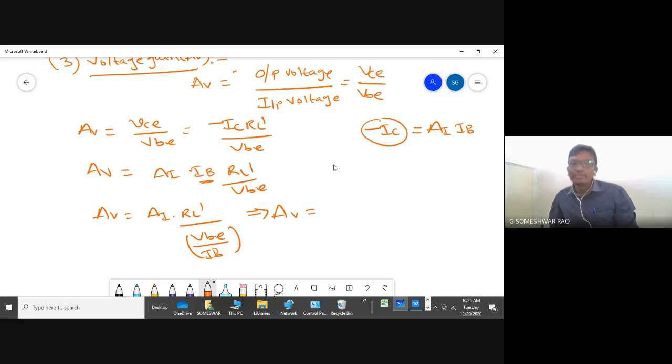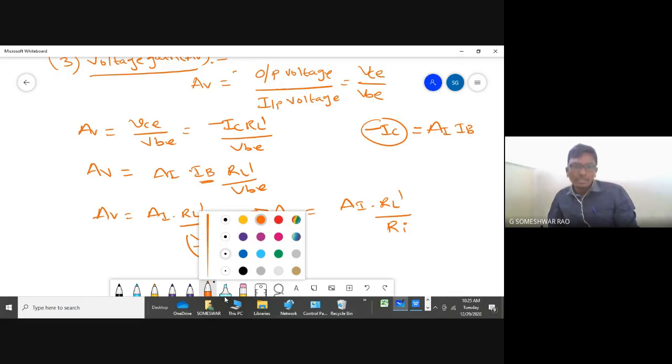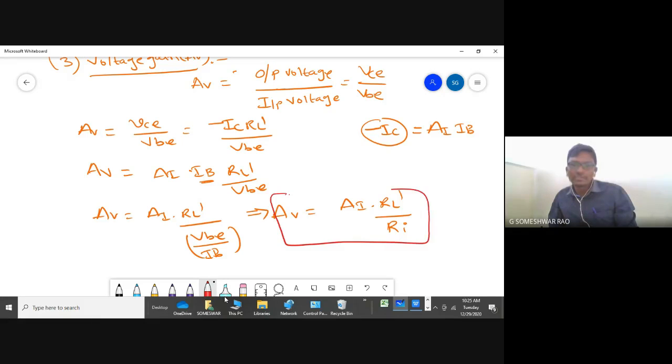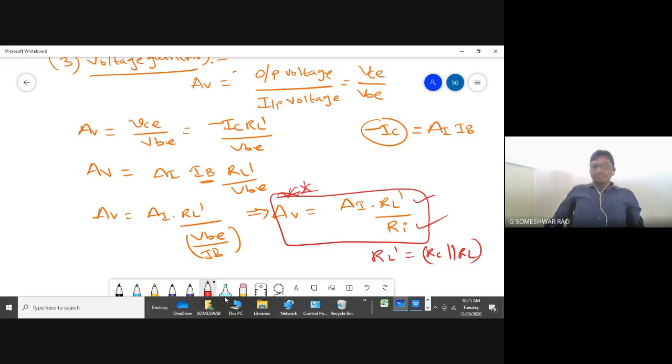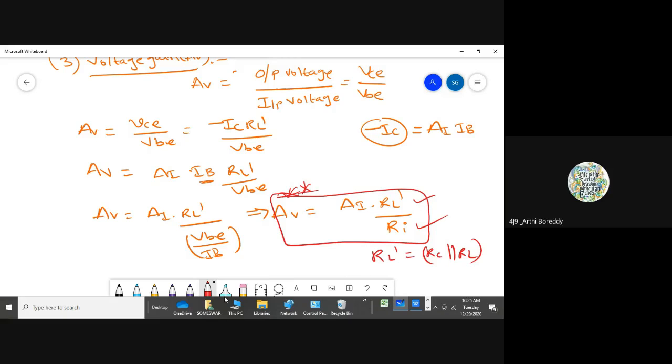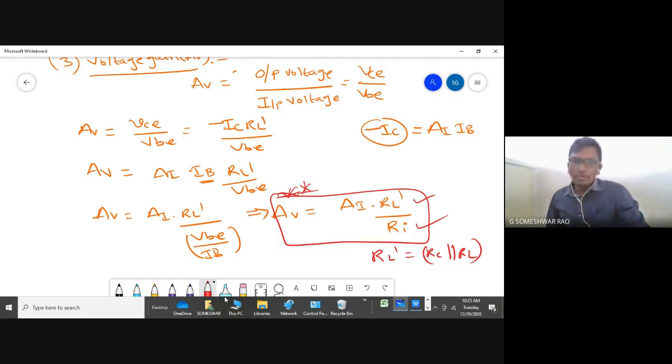If AV is equal to AI into RL dash by VBE by IB, what do you call it? RI. Very good. Right, so what you can say now is that the voltage gain expression is nothing but AV is equal to AI into RL dash by RI, where RL dash is equal to RC in parallel with RL. I hope everybody understood, sir. Yes or no? Yes, sir. Understood. Good.